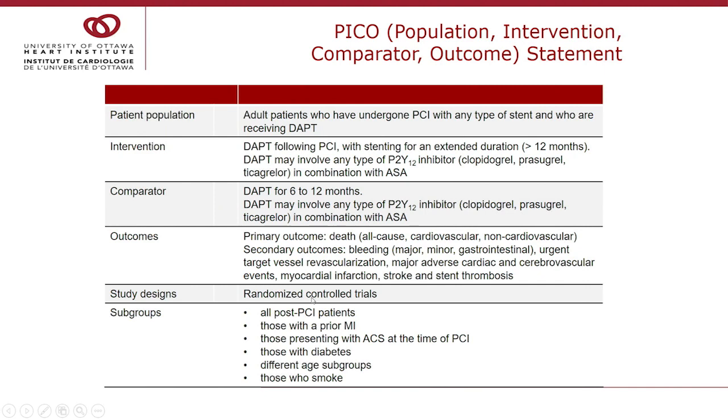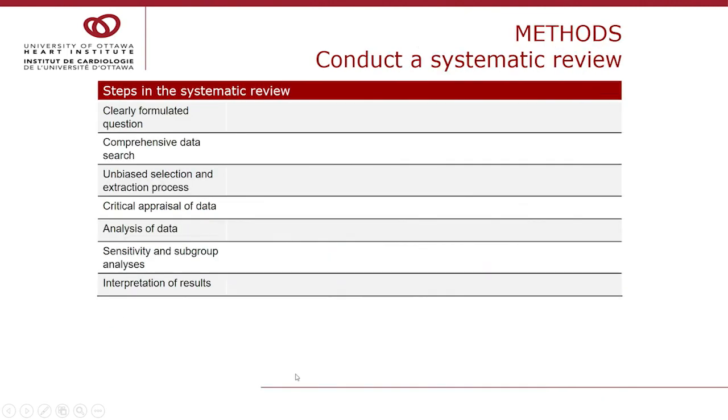When we look at reviewing all the literature in this review, we're going to be only looking at randomized controlled trials. And in terms of subgroups, again, we're interested in all patients and these 5 particular subgroups I identified earlier for you. So that's the PICO statement. Now, what are the methods? For those who've heard me talk about systematic reviews before, you'll recognize this diagram or this layout. What I'm going to do now is populate it specifically for this review that we conducted.